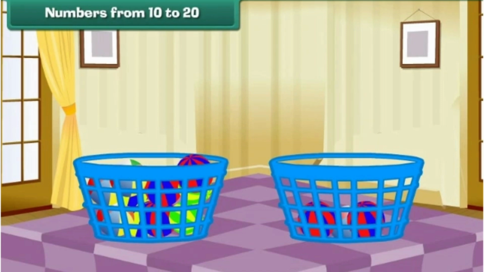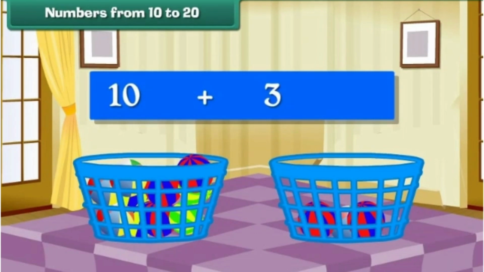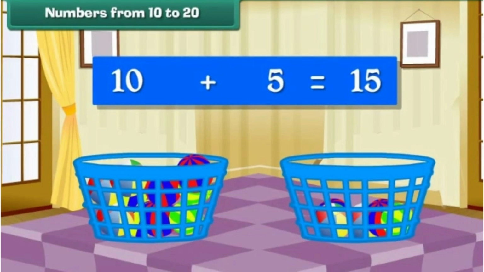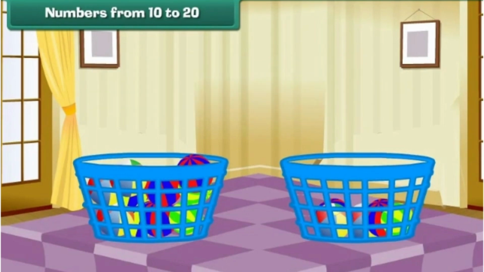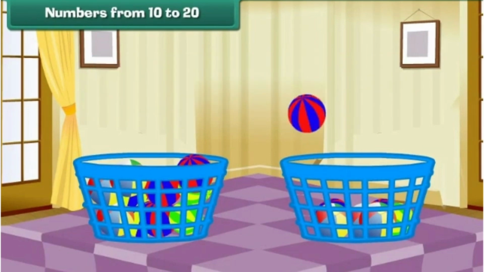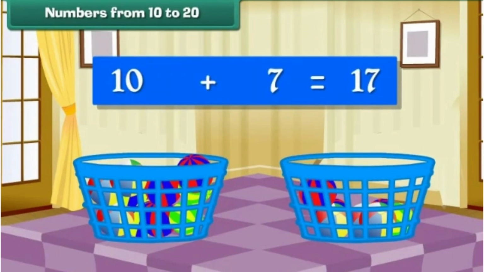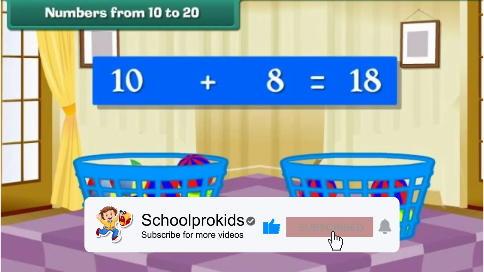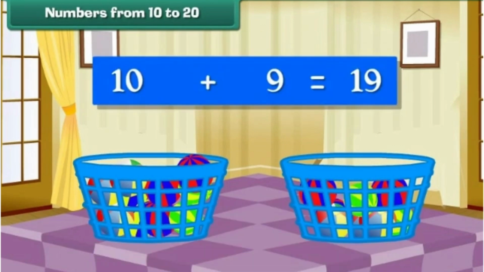Drop one more ball into the second bucket. Group of 10 plus 3 makes 13. Group of 10 plus 4 makes 14. Group of 10 plus 5 makes 15. Group of 10 plus 6 makes 16. Group of 10 plus 7 makes 17. Group of 10 plus 8 makes 18. Group of 10 plus 9 makes 19.